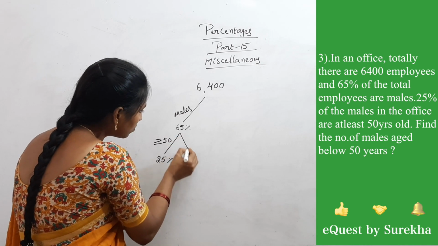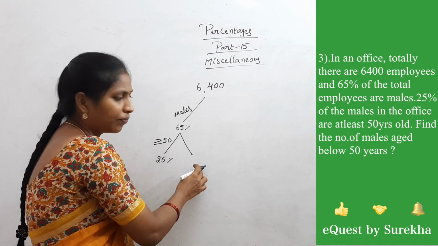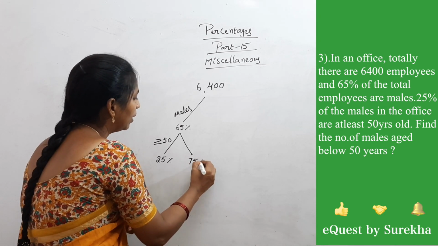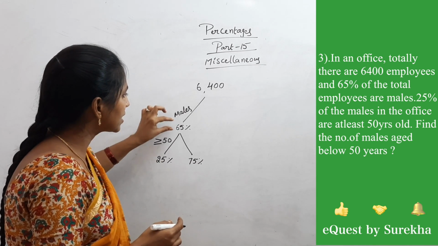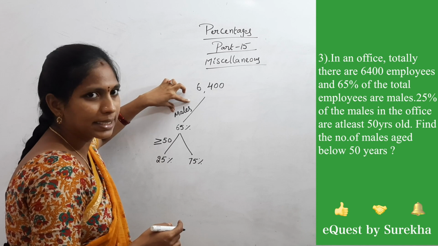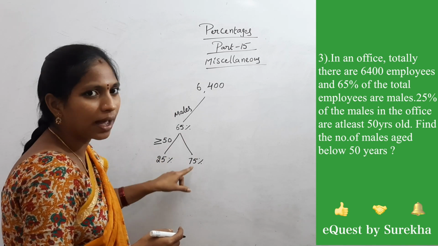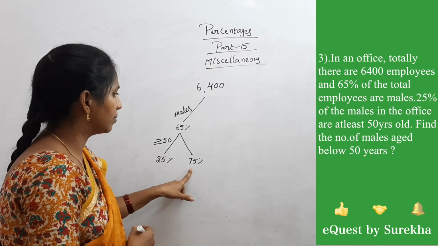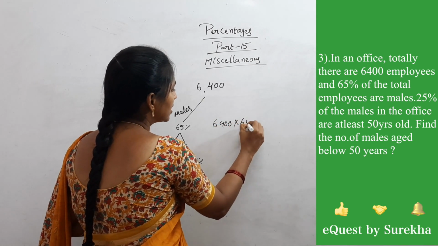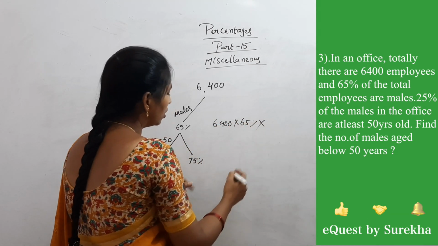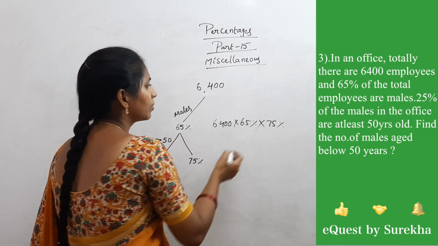Below 50 years means remaining 75% are below 50 years. In 6,400 employees, 65% are males. And in these males, 75% of males are below 50 years. Now calculate 6,400 into 65% into 75%.